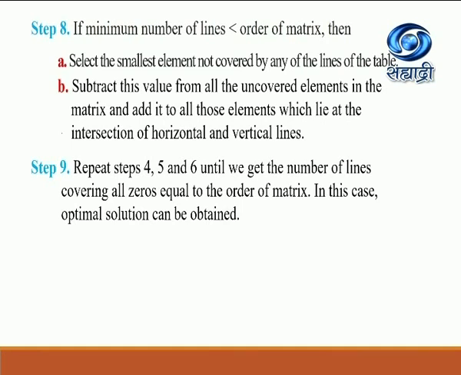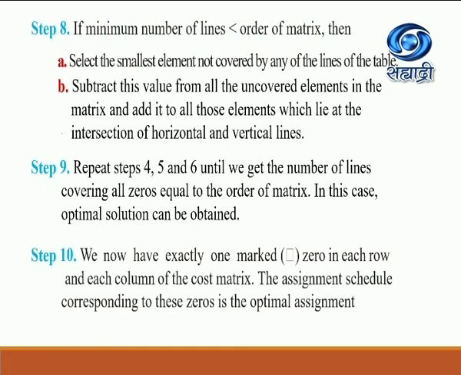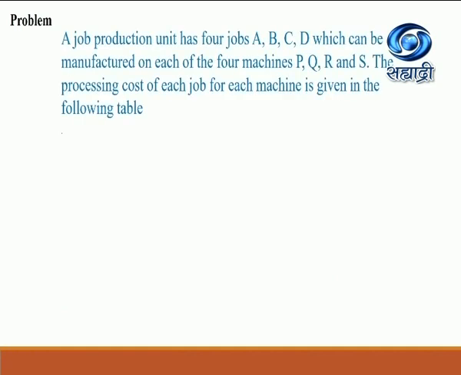Now we will repeat steps 4, 5 and 6 until we get the number of lines equal to the order of the matrix and till we get the optimal solution. Now, after doing all of these things, we get exactly one marked 0 in each row and each column of the cost matrix. The assignment schedule corresponding to these zeros is the optimal assignment. So by now, students, you have understood that it is going to be a matrix form of a thing. Let us see the example.